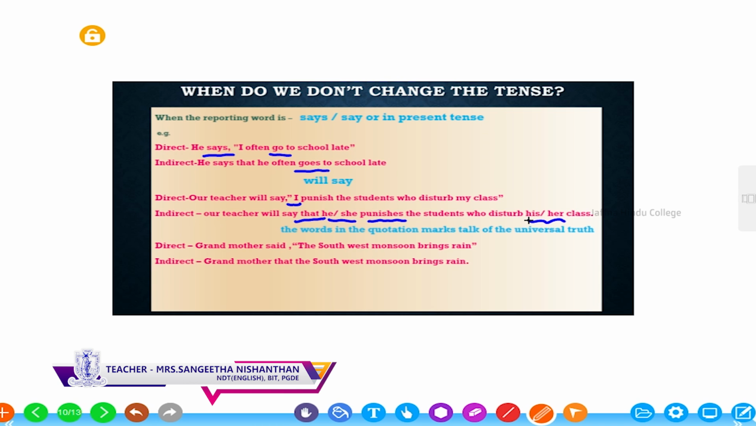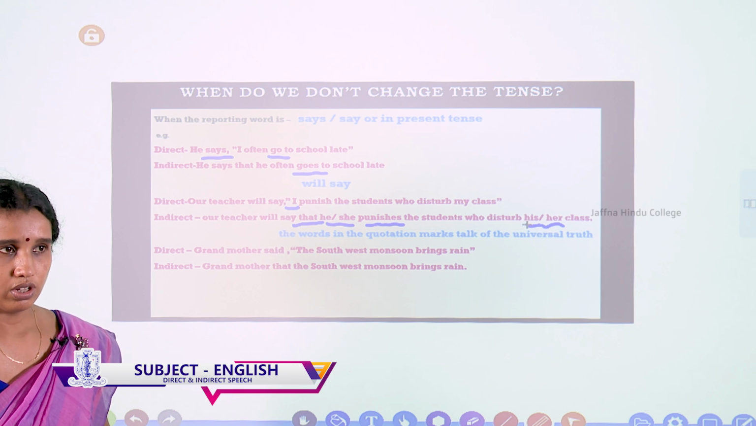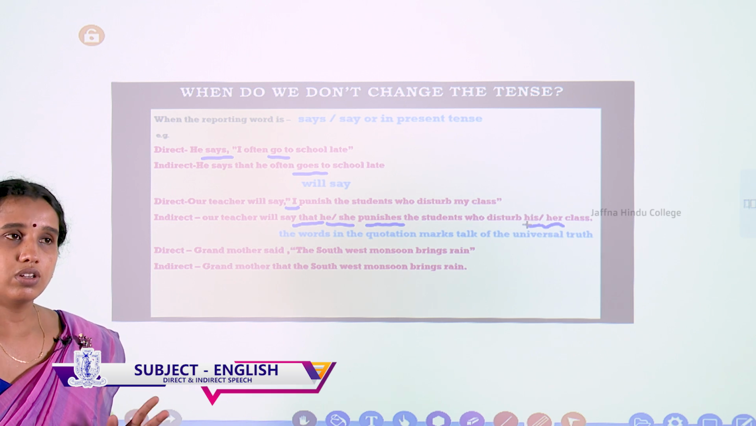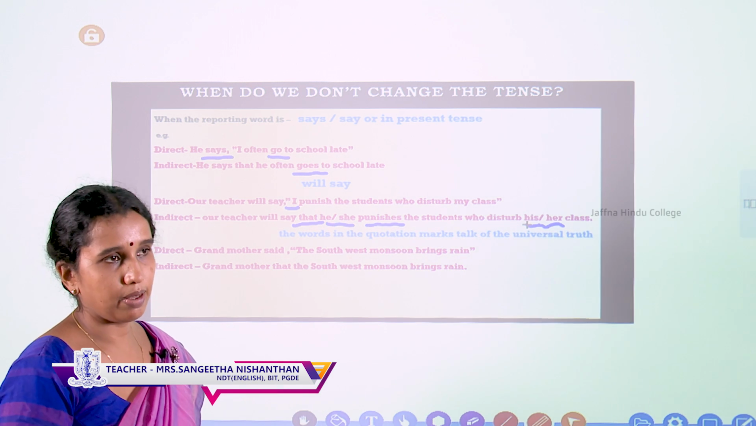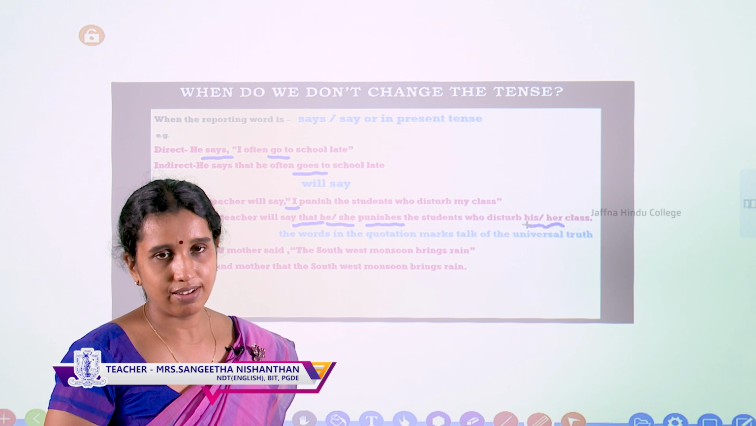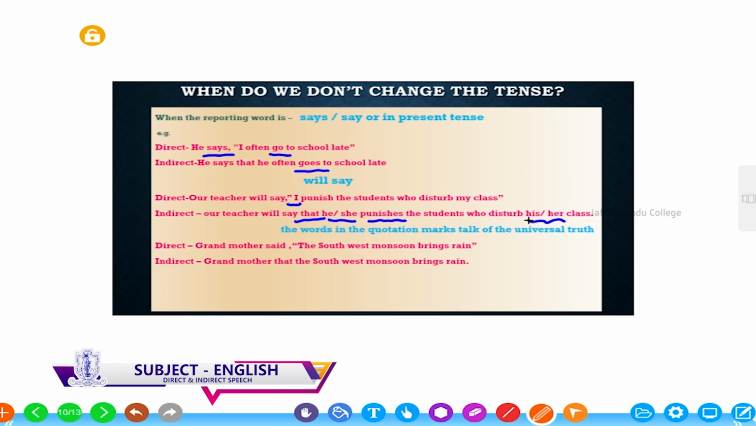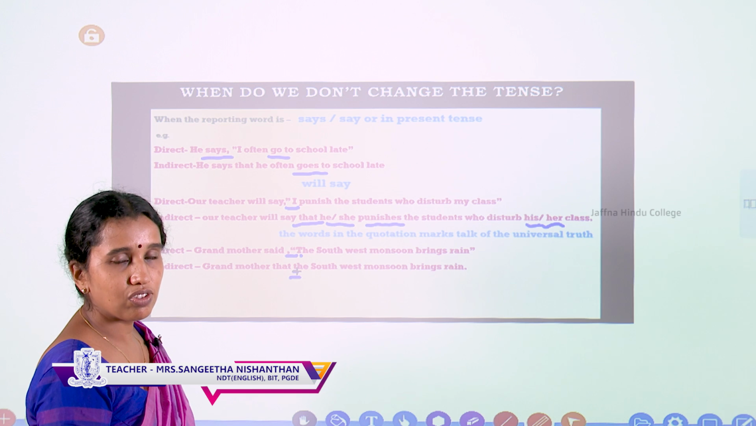The words in the quotation marks talk of the universal truth. Universal truth is always true, that we all know. They are true all the time. So, we don't change the tense, we don't backshift it. So, look here, grandmother said, the southwest monsoon brings rain. It is true always. So, grandmother said that, remove the comma and the inverted commas, change the first letter into small. The southwest monsoon brings rain.